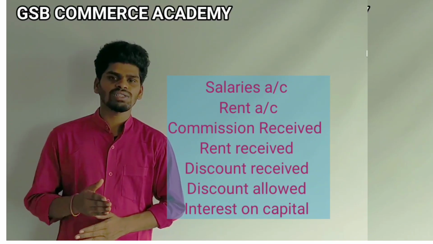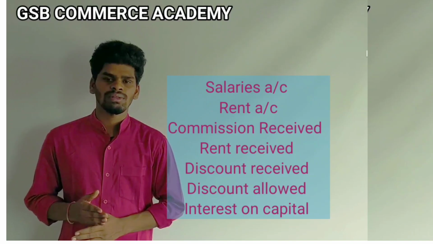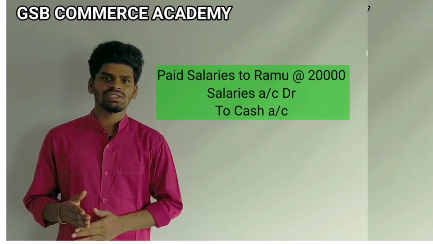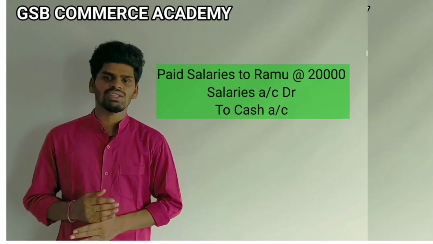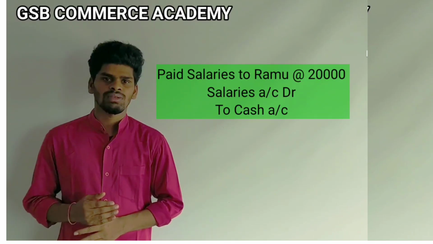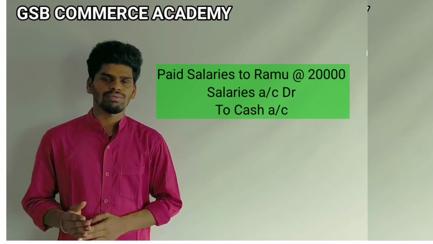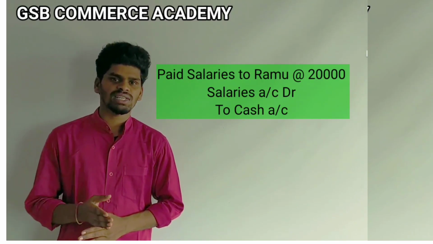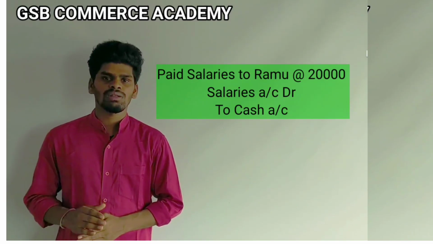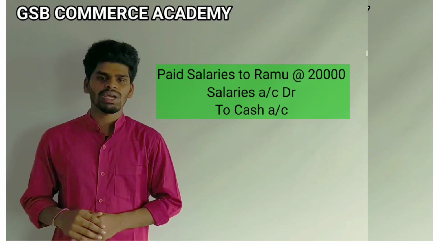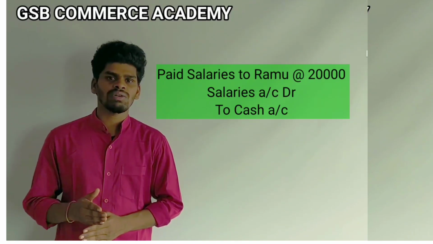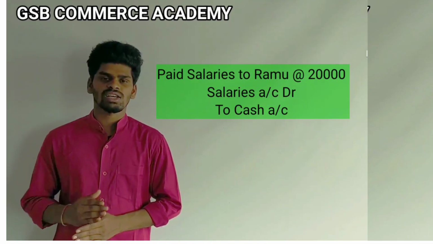And what is an example journal entry of the nominal account? Paid salaries to Ramu with cash, 20,000 rupees. What is paid to Ramu? Salaries, which are an expense. As per the nominal account, all expenses are debit. Okay. Salaries account debit to cash account.